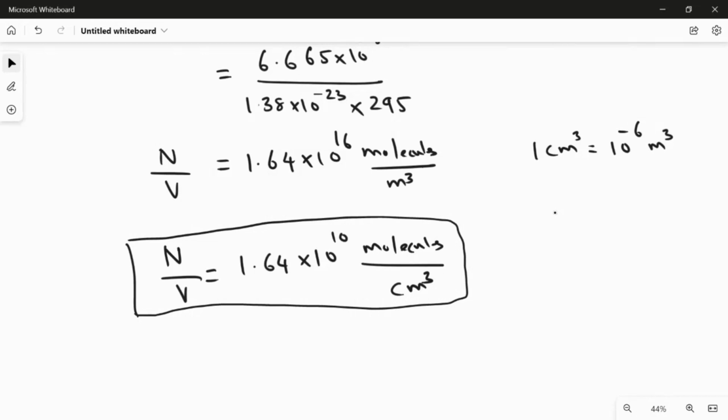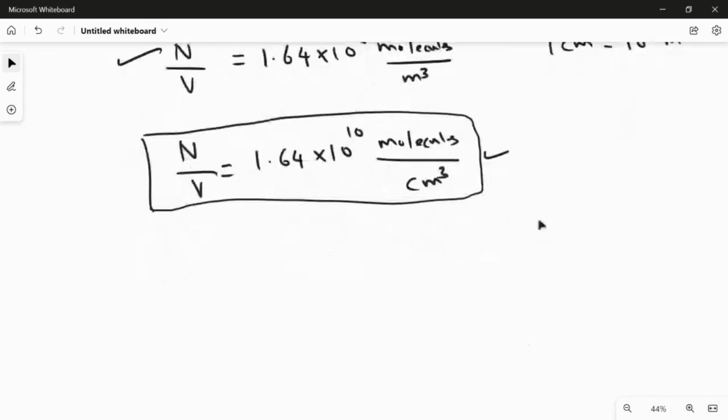But for the second question, I'm not going to use this, because the molecular diameter is given in centimeters, and I will convert that molecular diameter into meters. By that, I have to use the value of N over V in terms of molecules per meter cube. Clear? Okay. Now we have to go for the second part.